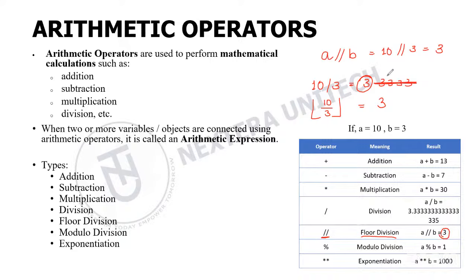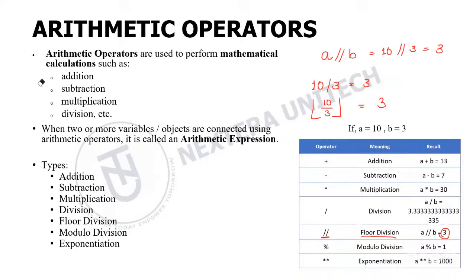It will not round off the value, it will remove the decimal part and give the whole number. So if you want the ceiling value of this, it will be 4. For 3.33, your floor value will be 3 and the ceiling value will be 4, that is the next integer. But here floor division means we'll get only the floor value by removing the decimal part.